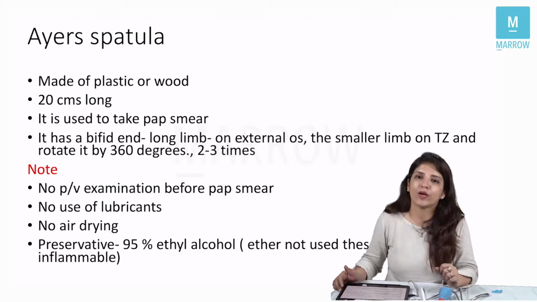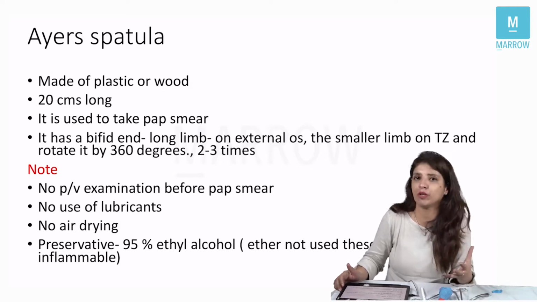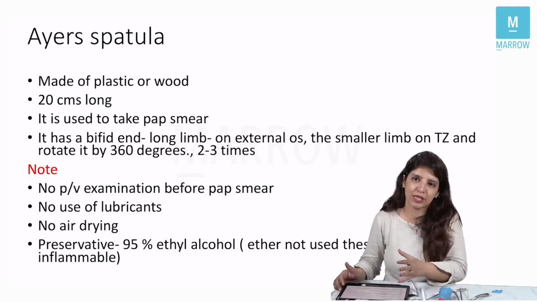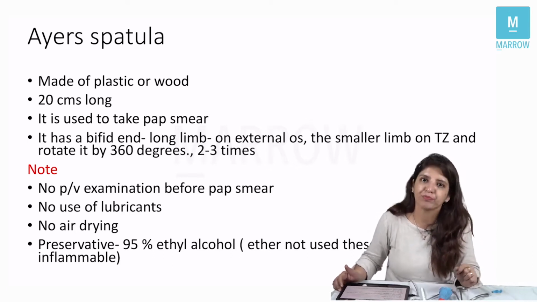A very important question about pap smear is the preservative which is used. The preservative used in pap smear is 95% ethyl alcohol. Earlier 5% ether was also used, but now it is not used because ether is highly inflammable. So now labs are not using ether. Now it is just 95% ethyl alcohol, right?